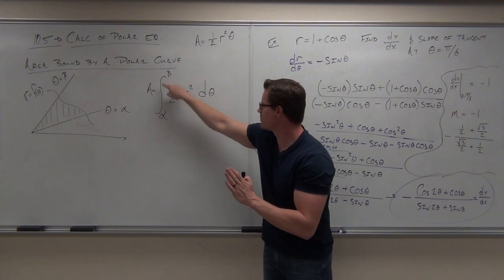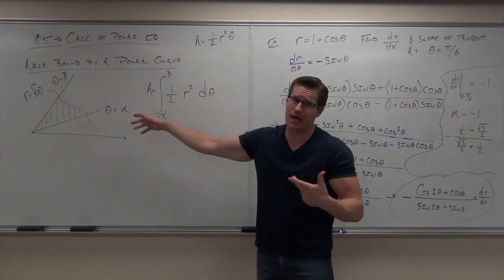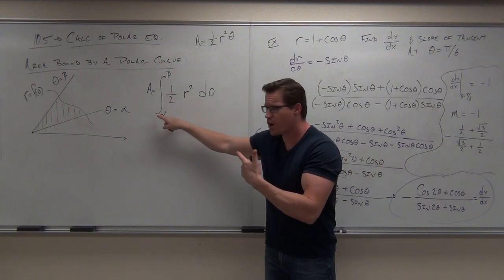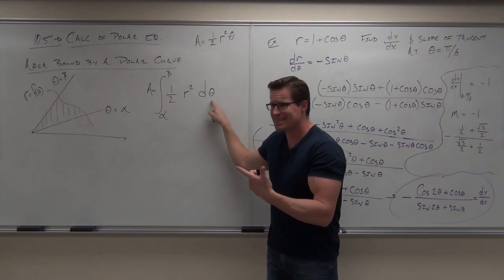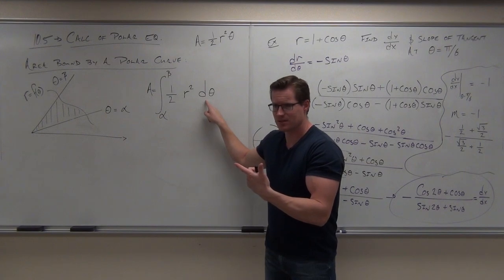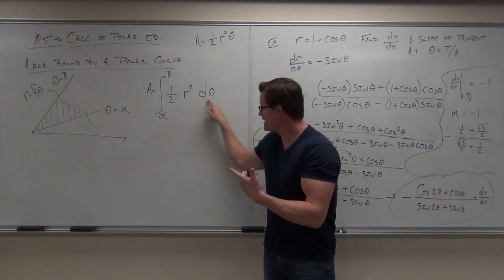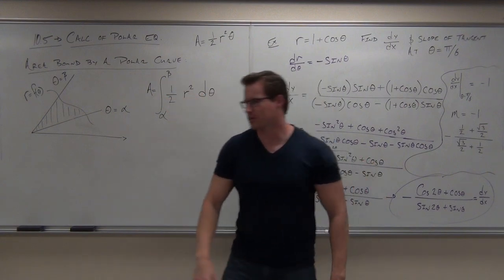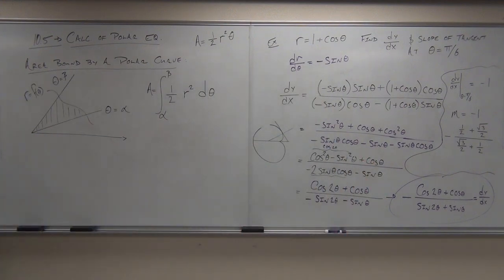So this is adding up. Remember, the integral is like an S. It comes from a summation notation. So the integral is, we're adding up all the teeny sectors here. See it? Teeny sectors adding from alpha to beta. That's what it means. So let's do an example real quick to illustrate this.